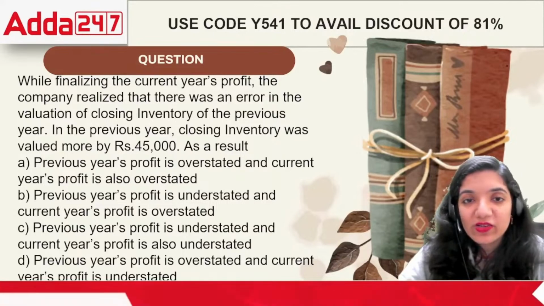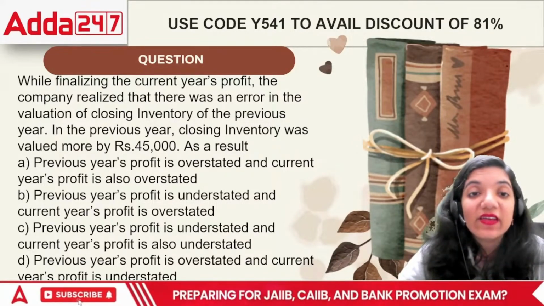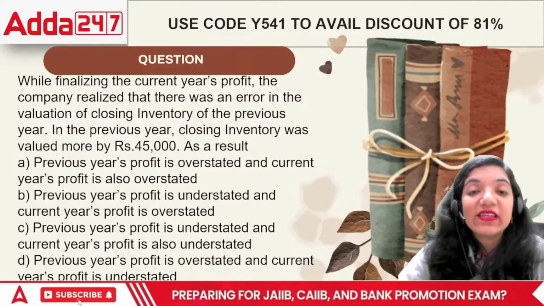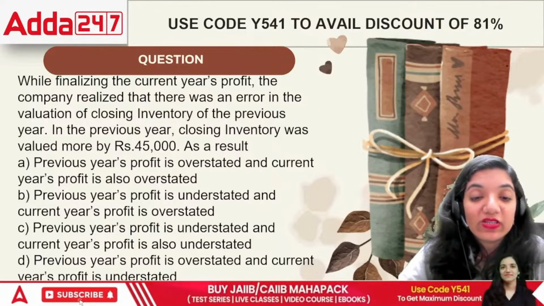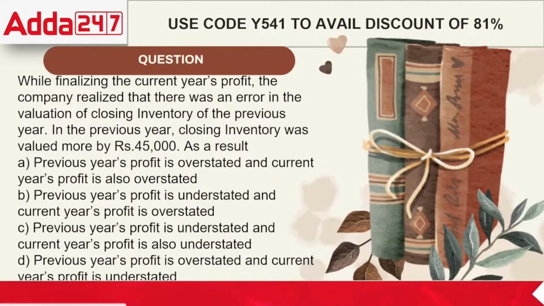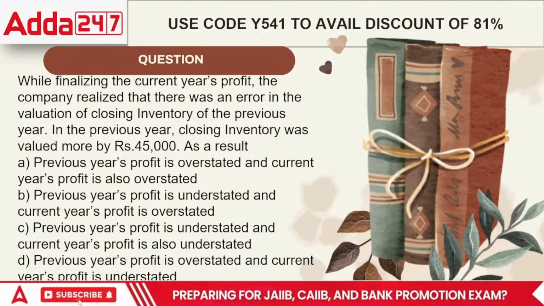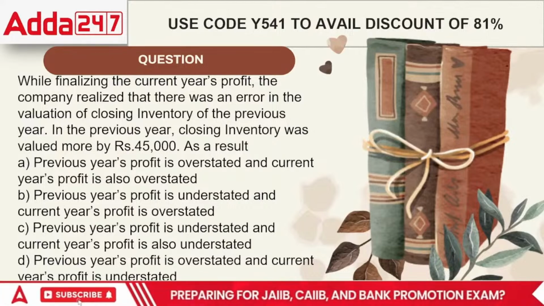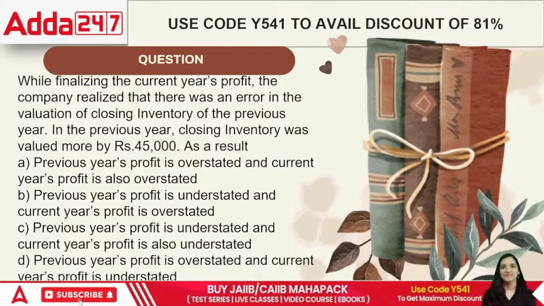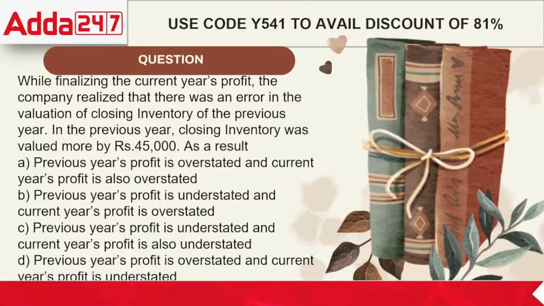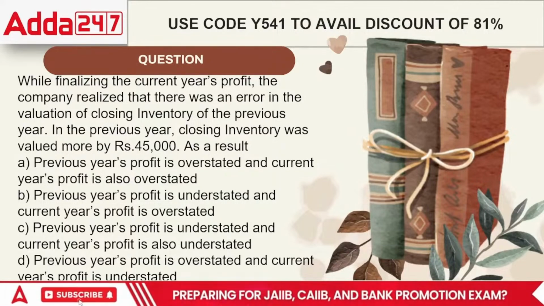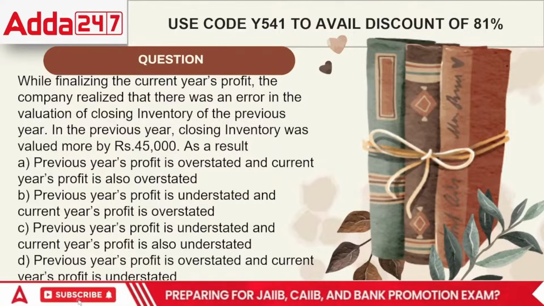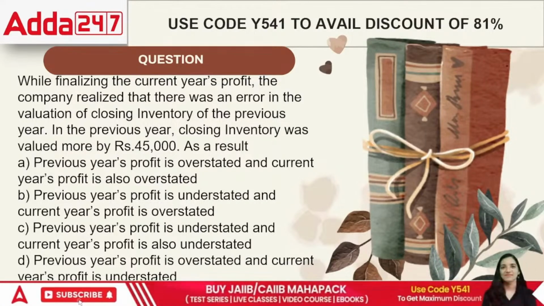Okay, the next question is quite long, so go ahead and try it out, everyone. The question says that while finalizing the current year's profit, the company realized that there was an error in the valuation of the closing inventory of the previous year. If anything belongs to the previous year, that was the closing amount of the previous year. So for this particular year, the amount will become opening, right? So as a result, the previous year profit is overstated and current year is overstated as well. Previous year profit is understated, this year profit is overstated. Previous year profit is understated, current year is overstated. Previous was overstated and this year's is understated.